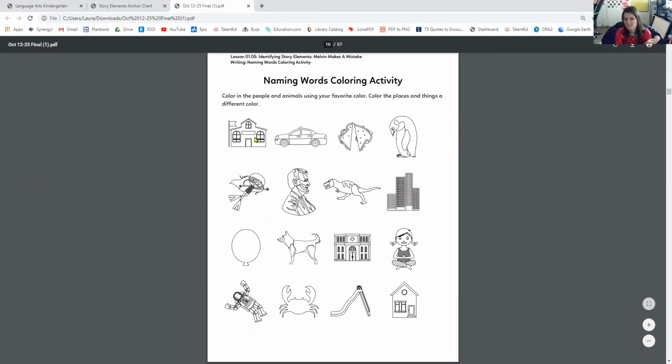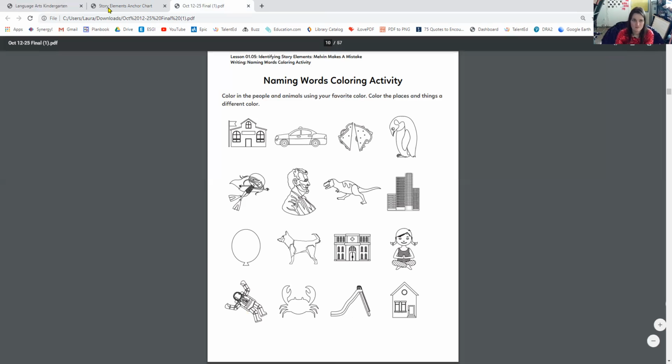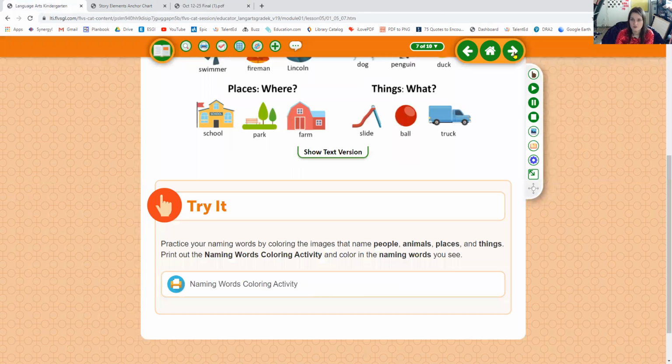So the school, is that a people or an animal? No, it's a place. So I would use a different color. Is an astronaut a people or a place? It's a people. So I'd use my favorite color. Wrong one. Moving on.